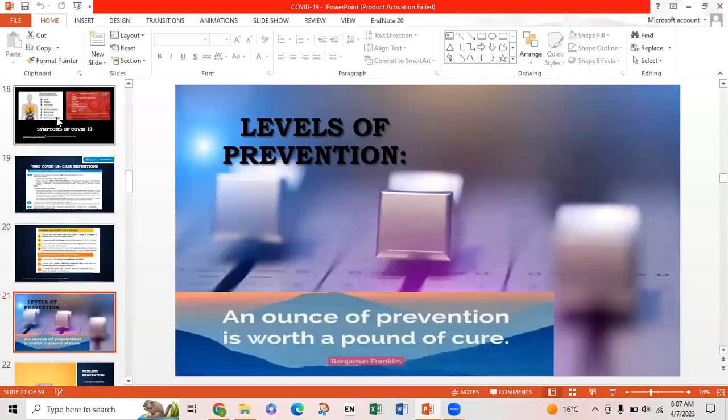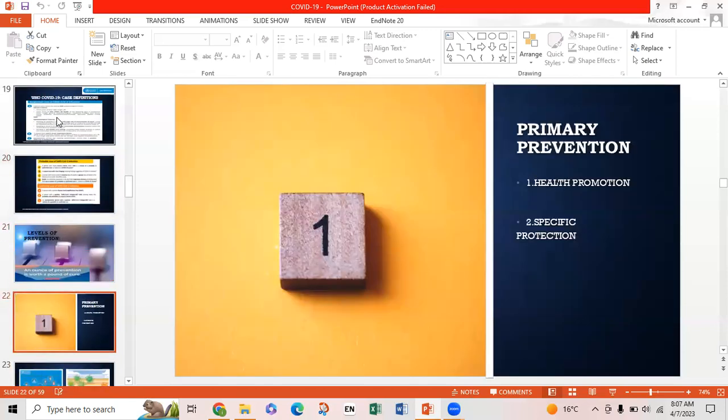Levels of prevention. Basically, the first level of prevention is primary prevention. That first is health promotion and then specific protection.